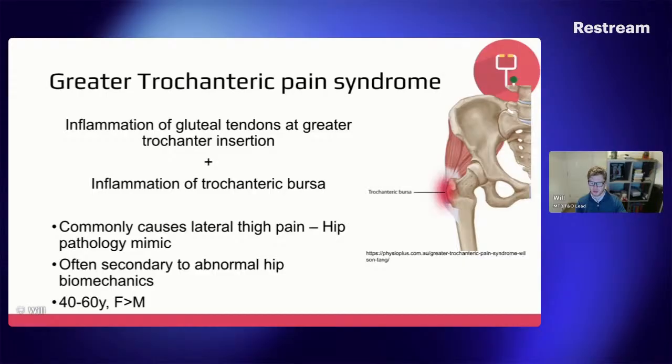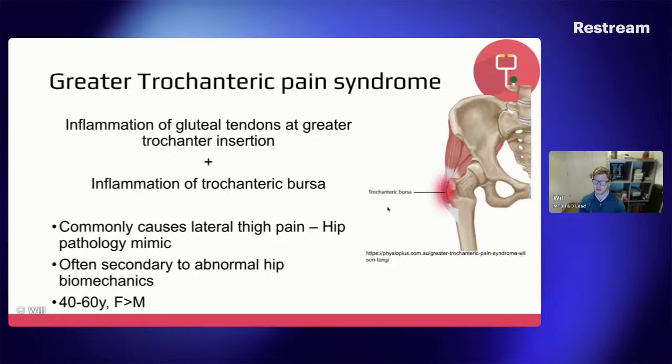So greater trochanteric pain syndrome encapsulates inflammation of the gluteal tendons at their insertion with the greater trochanter. You can see in this image the gluteal tendons inserting on the greater trochanter here, as well as inflammation of the trochanteric bursa, which sits here. Now, a bursa is any fluid-filled sac in the body that helps to either reduce the force going through joints or reduce irritation from tendons, etc., on bone. So you can see that this is in fact not going to present with true hip pain, which would be felt in here, but it's actually going to present with pain in the lateral aspect here.